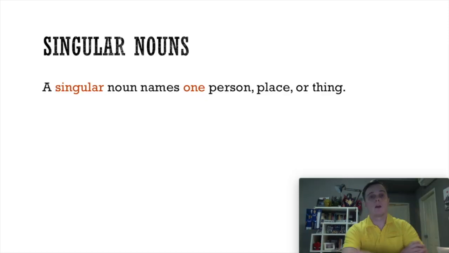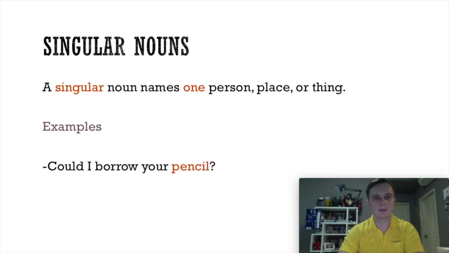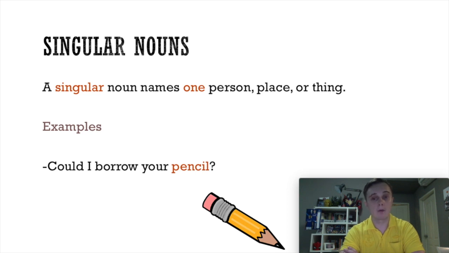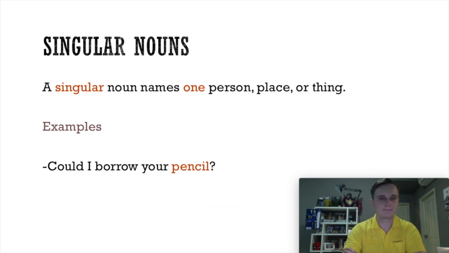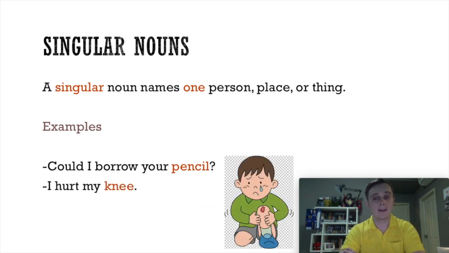Hopefully you all remember that a singular noun names one person, place, or thing. So some examples. Could I borrow your pencil? The noun pencil is singular. So if I ask, can I borrow your pencil? You know that I only want one pencil. I don't want 10 pencils. I hurt my knee. I hurt one of my knees. I only hurt one knee.